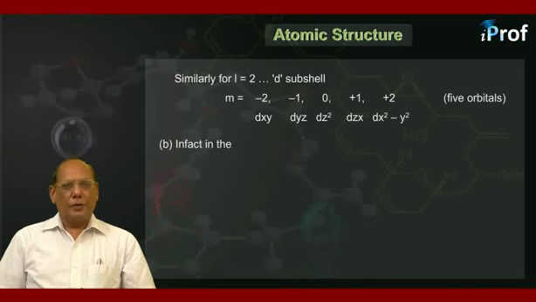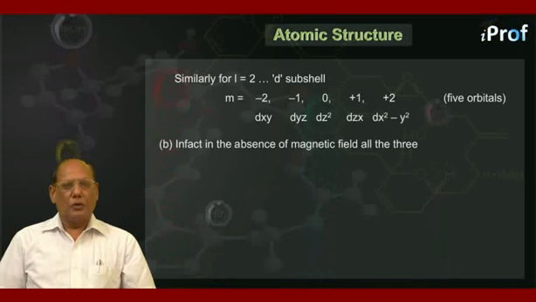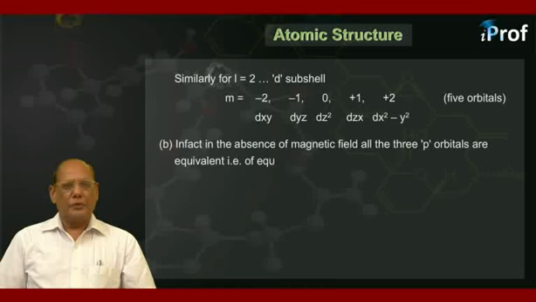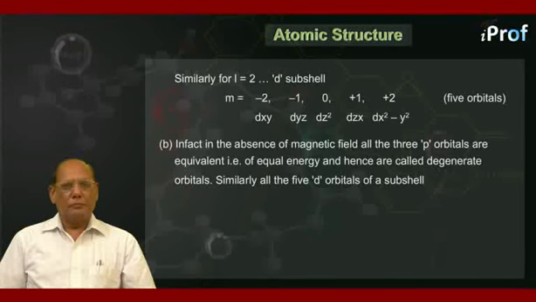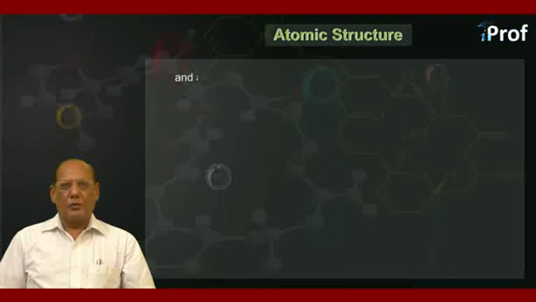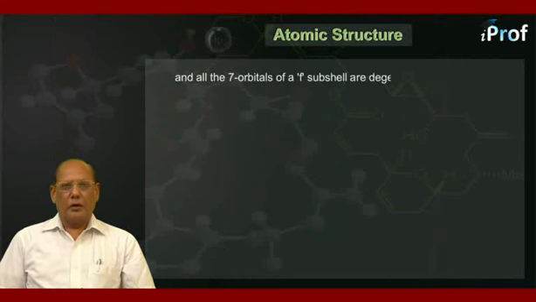B. In fact, in the absence of magnetic field, all the three p orbitals are equivalent, that is, of equal energy, and hence are called degenerate orbitals. Similarly, all the five d orbitals of a subshell and all the seven orbitals of an f subshell are degenerate.